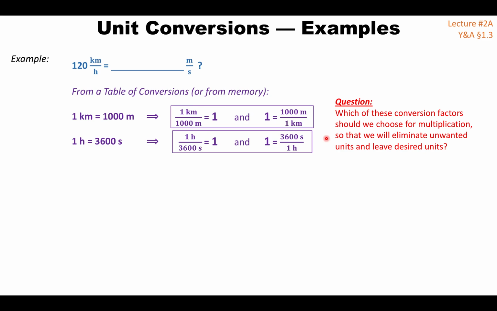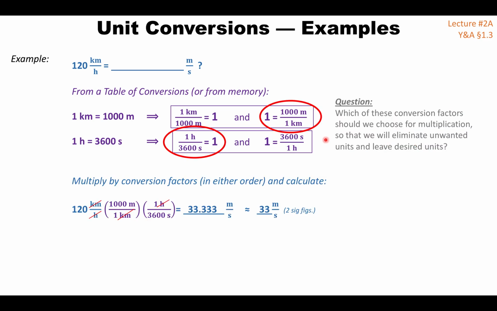Okay, I hope that you chose these 2, and let's do the algebra and find out. So when I multiply 120 kilometers per hour by the first conversion factor, I see that the kilometers cancels out, leaving me with meters in the numerator. Great, that's exactly what we want. When I multiply by the second conversion factor over here, I see that the hours cancels out from the denominator, and it leaves me with seconds in the denominator, which is also what I want.